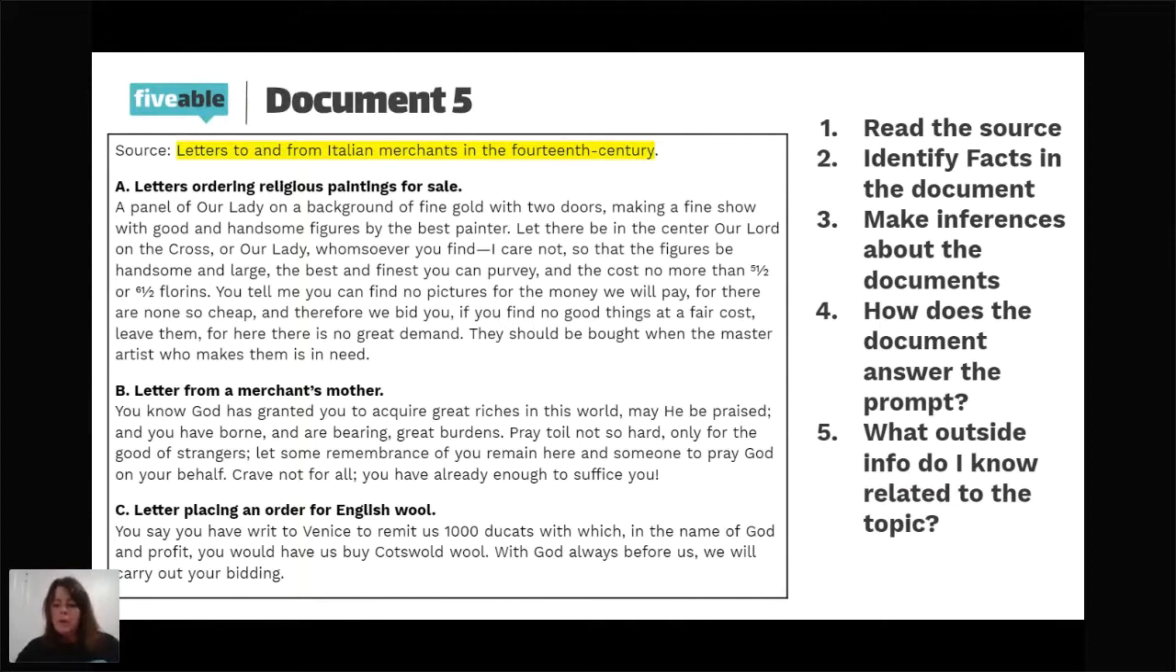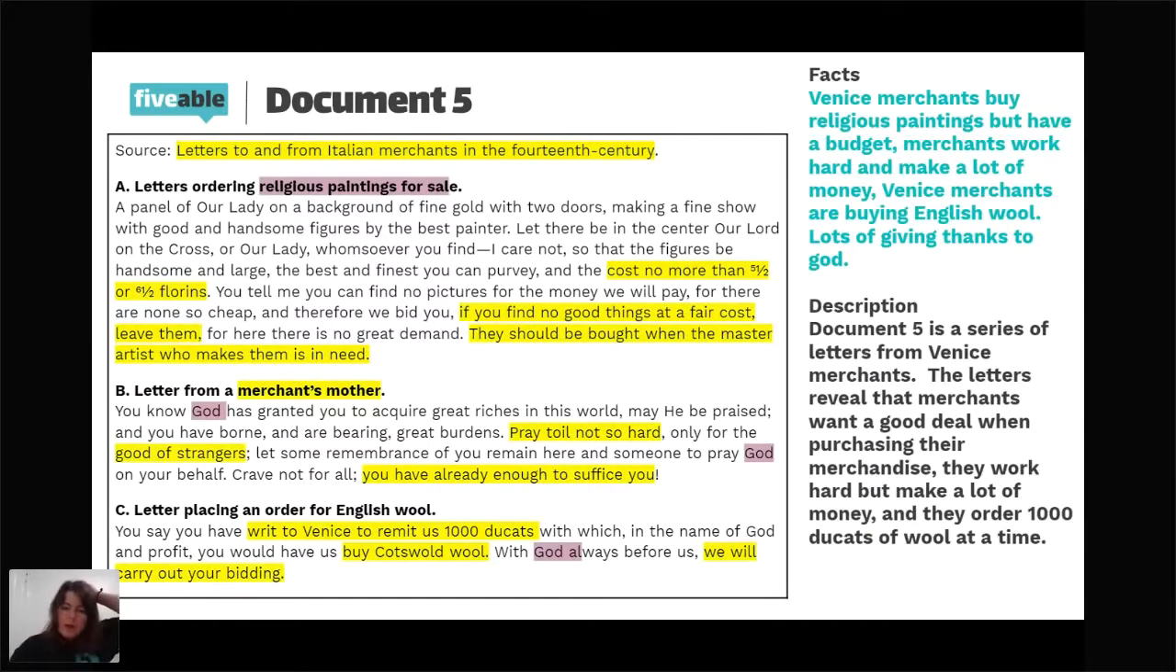Okay, we're going to keep going. I'm going to try not to keep you here too much past 8 o'clock. Okay, document 5, letters to and from Italian merchants in the 14th century. So we've got Italian merchants here. Letters ordering religious paintings for sale. Okay, so let's just read the highlighted parts.